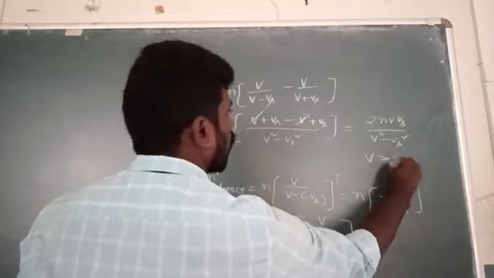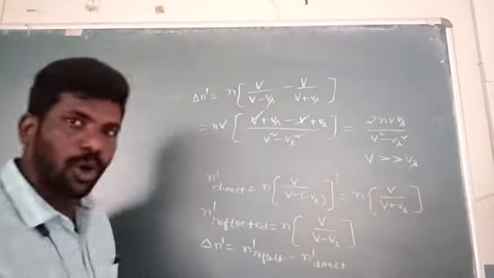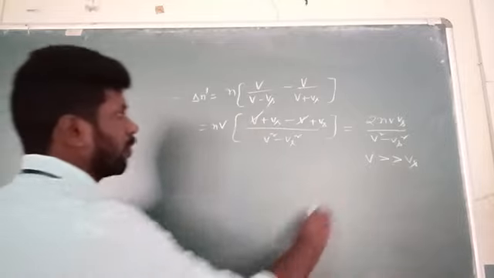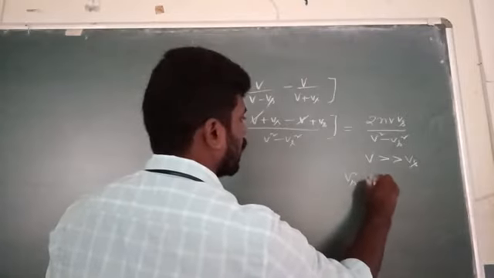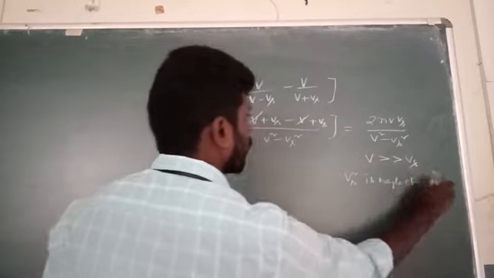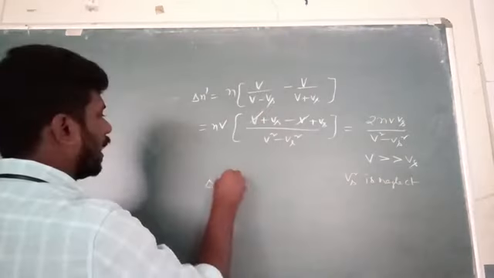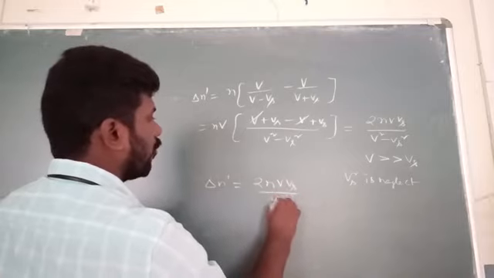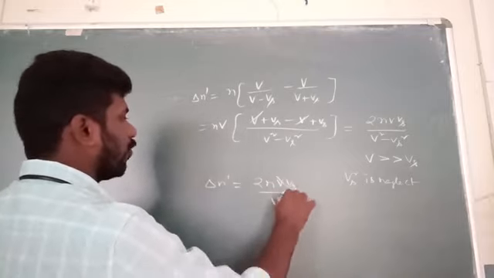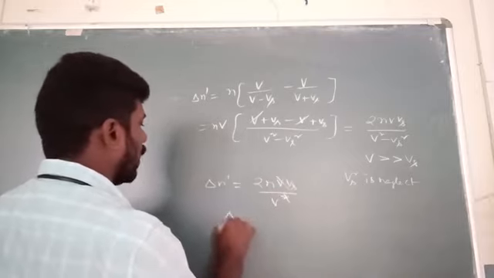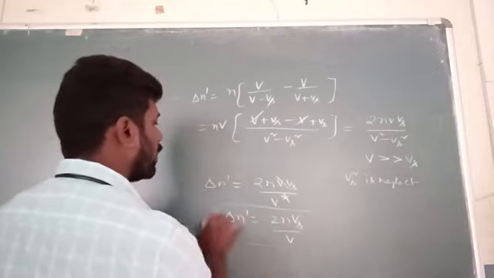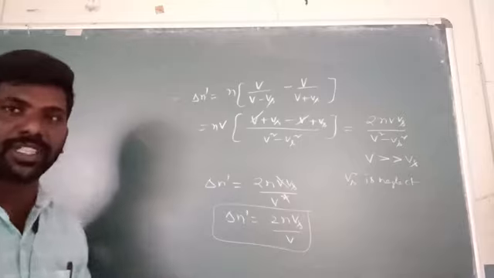V is much greater than Vs, so we can neglect the square term of the source. Vs square is neglected. So delta n dash is equal to 2nVVs by V square. Cancel V, here V square. Delta n dash equal to 2nVs by V. This is the condition for change in apparent frequency.